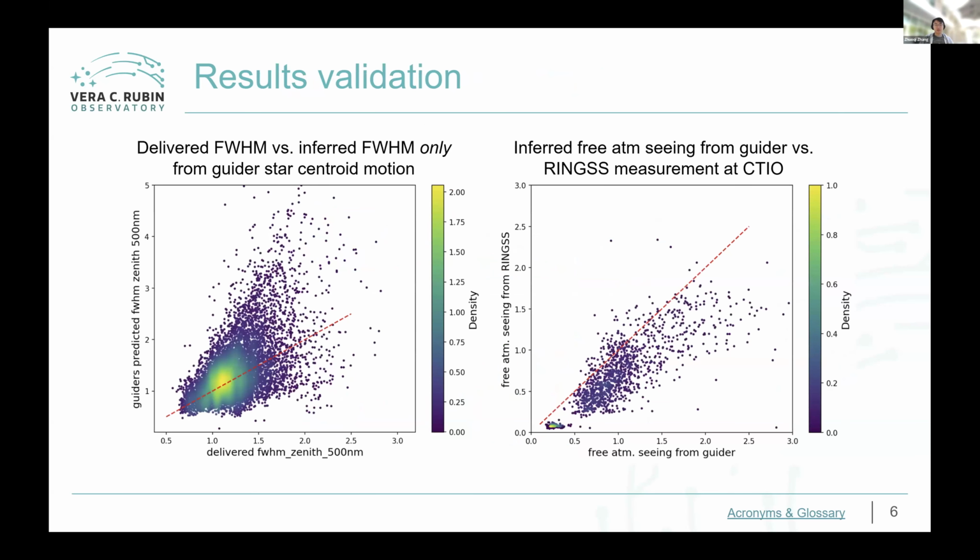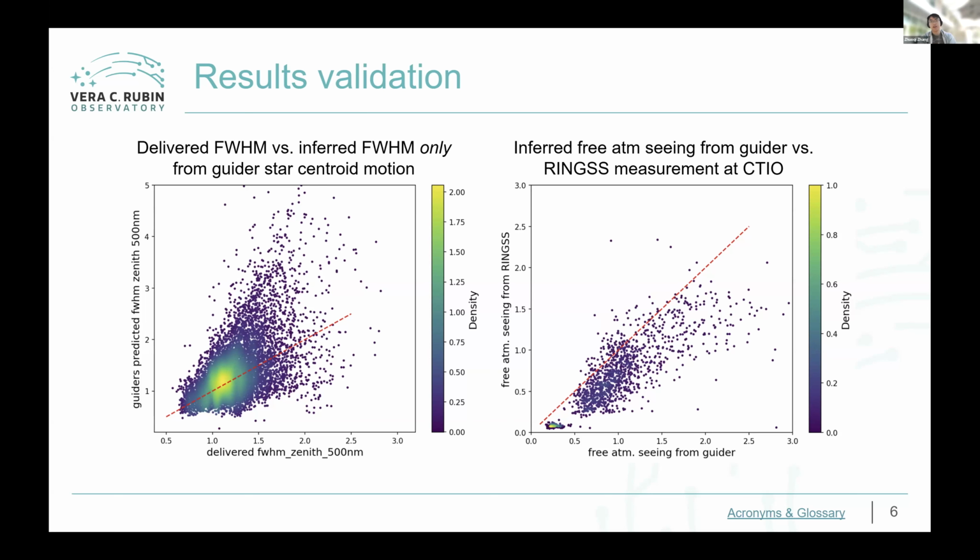Now here are some of the comparisons or validation tests that I've done. The first one, on the left, is the delivered full width half max versus the inferred full width half max only from the guider's star centroid motion. You'll notice that they don't correlate well, and one possible reason is just the theoretical uncertainty on the turbulence power spectrum. But still, you can see that they follow a sort of correlation. The correlation coefficient between the delivered and the inferred full width half max is about 0.5.